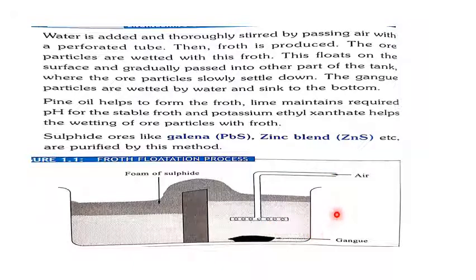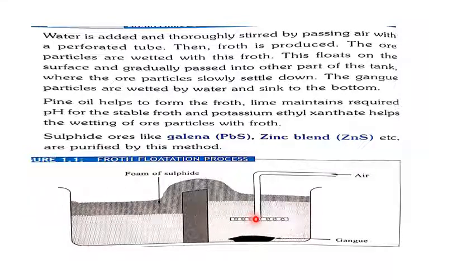After that, it is stirred thoroughly, and then water is added and stirred thoroughly, passing air through a perforated tube. Then froth is formed. Ore particles are wetted with this froth, which is passed into another tank. At the same time, gangue particles are wetted with the water and settle down at the bottom. When ore particles reach the other part of the tank, they slowly settle down in this portion. After that, ore particles are separated.